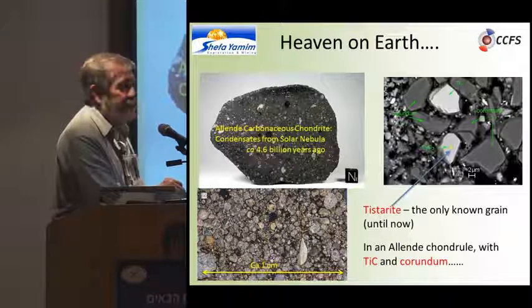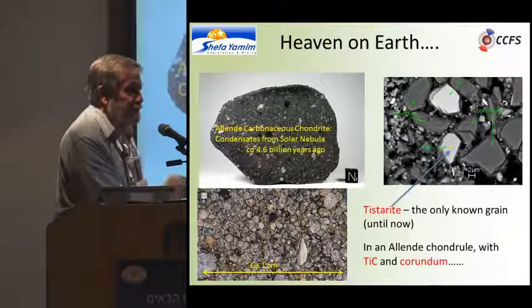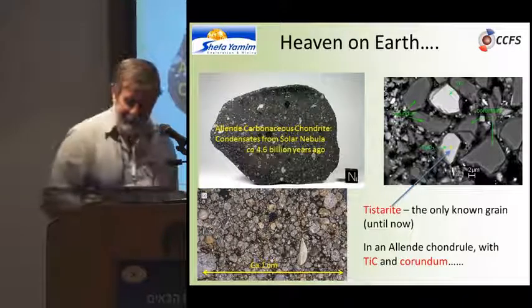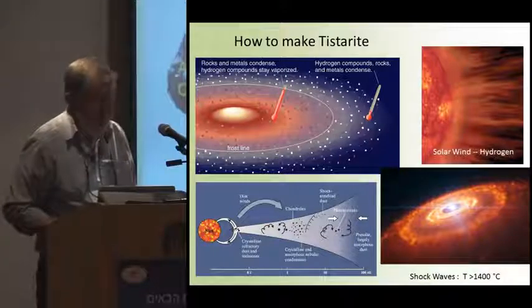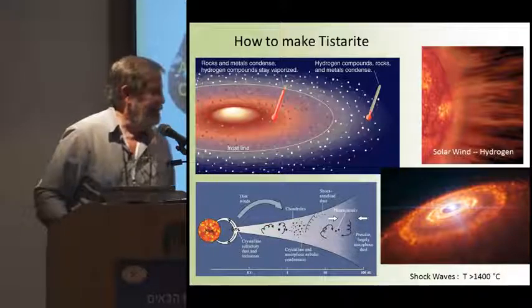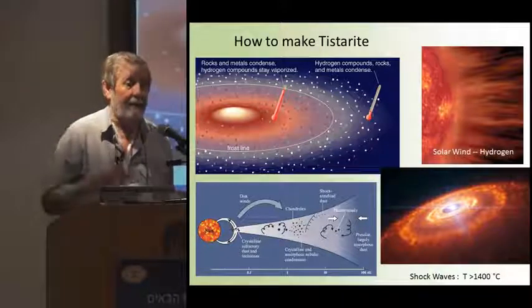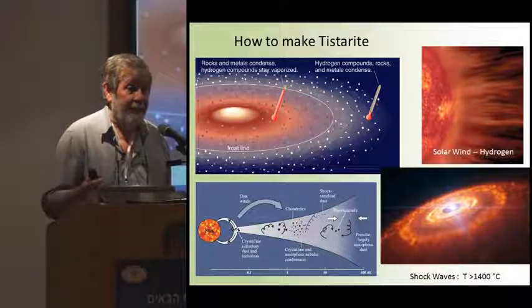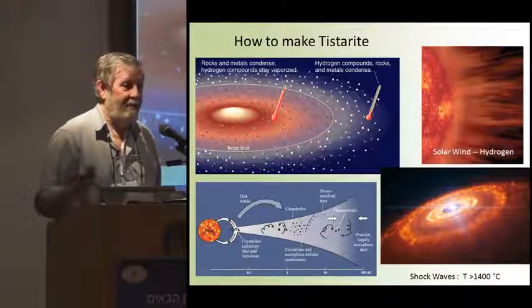This is titanium carbide, which I just showed you crystallizing inside these melt pockets. And of course, what's surrounding it is corundum. So this is, as we said, heaven on earth, because this is a really remarkable mineral assemblage that only occurs otherwise in meteorites, and very primitive meteorites. And we know how to make Tistarite. That's why this is so important.